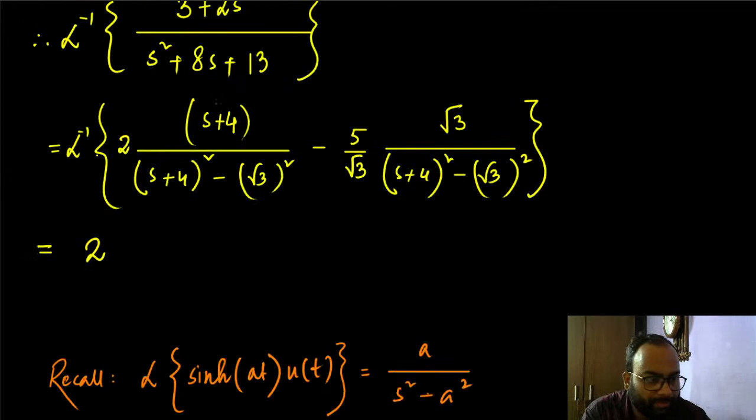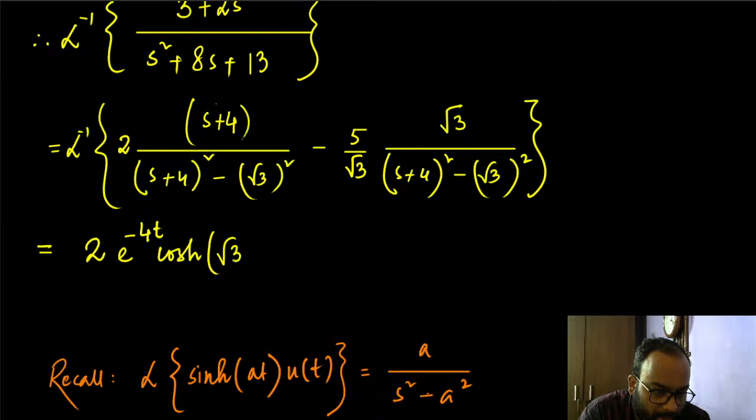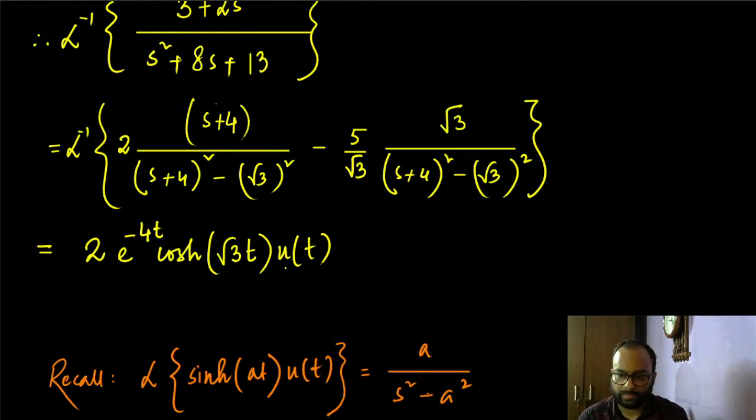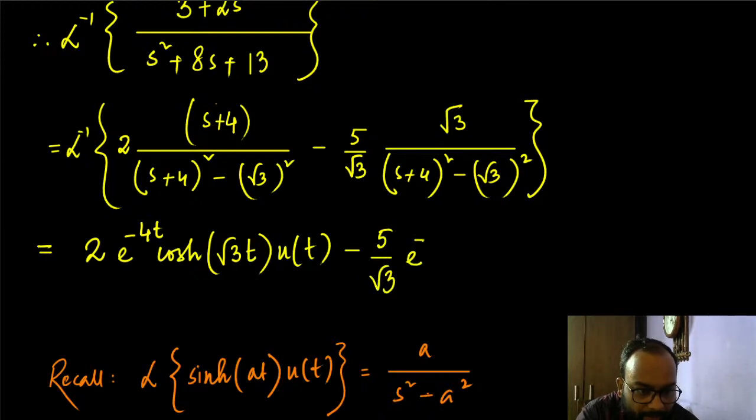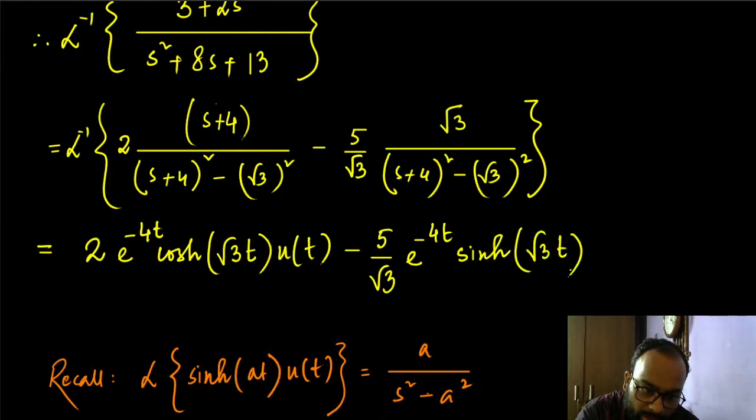It came from this, right? So once again, let me remind you, this was s minus b whole square minus a square, s minus b. So this came from e to the power minus 4t cos hyperbolic root 3 t u(t). Okay, the h goes here, with the name. And now this one, minus 5 by root 3, is going to be e to the power minus 4t sine hyperbolic root 3 t.